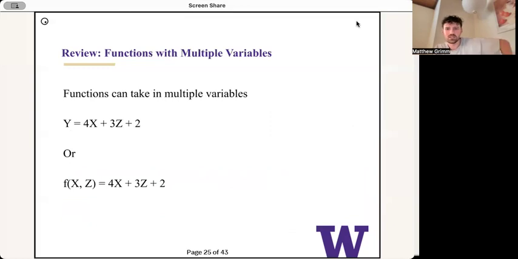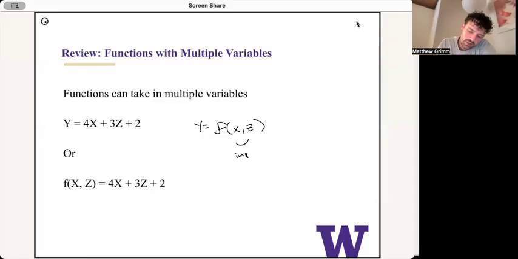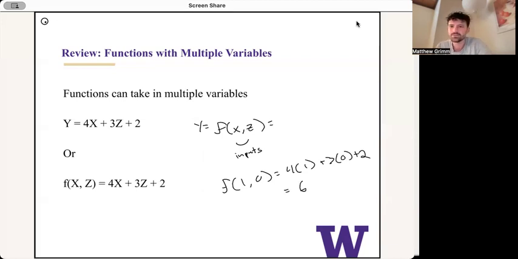Okay, so that was a function that we learned before with only one variable. Well, functions can have multiple variables. So we look here, this is y equals f of x and z. We also say that x and z are inputs, meaning we plug them into the function to determine y. So if we look at f of 1 and 0, that means I plug in 1 for x and 0 for z, and then that will spit us a number of 6 as well.